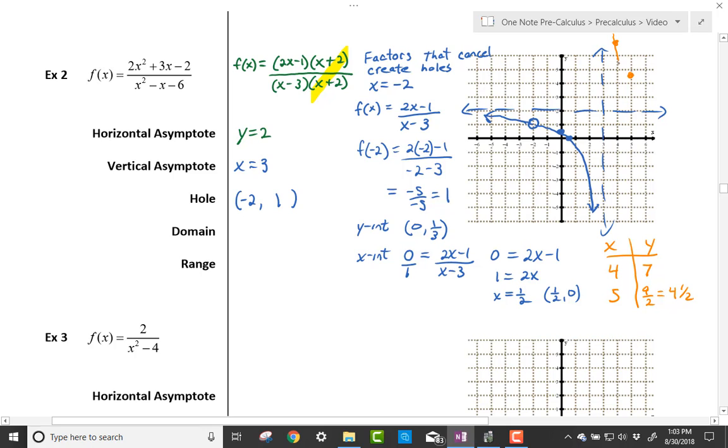If you're not happy with those, graph a couple more. It doesn't matter to me. You can pick whichever values you want. All right, there's my graph. Domain, x in the set of reals. Exclude the asymptote at x equals 3, so x cannot equal 3. Range, same thing, y in the set of reals. y is not equal to positive 2 at the horizontal asymptote.